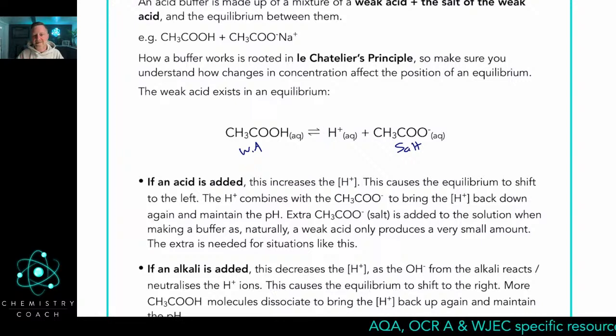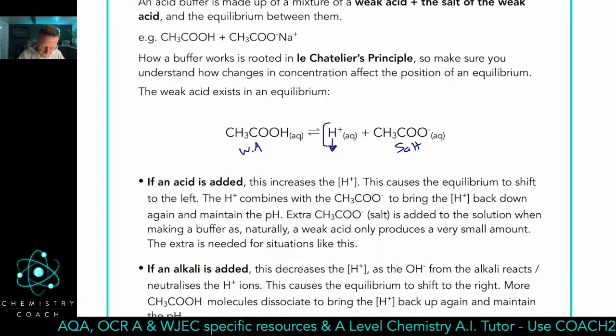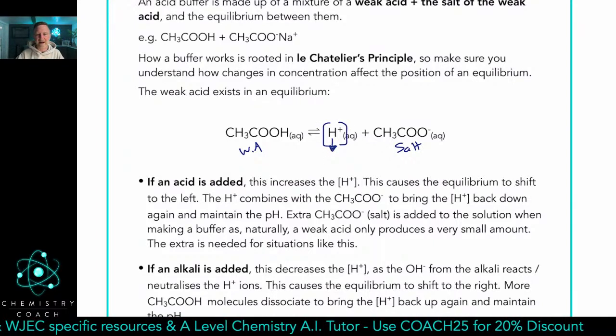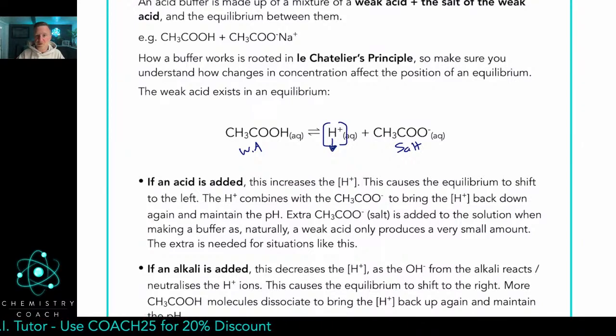Now, what happens if you add an alkali? Well, an alkali is going to decrease our hydrogen ion concentration. If we add that in, it's going to neutralize the hydrogen ions that are in solution. So what does the equilibrium do?